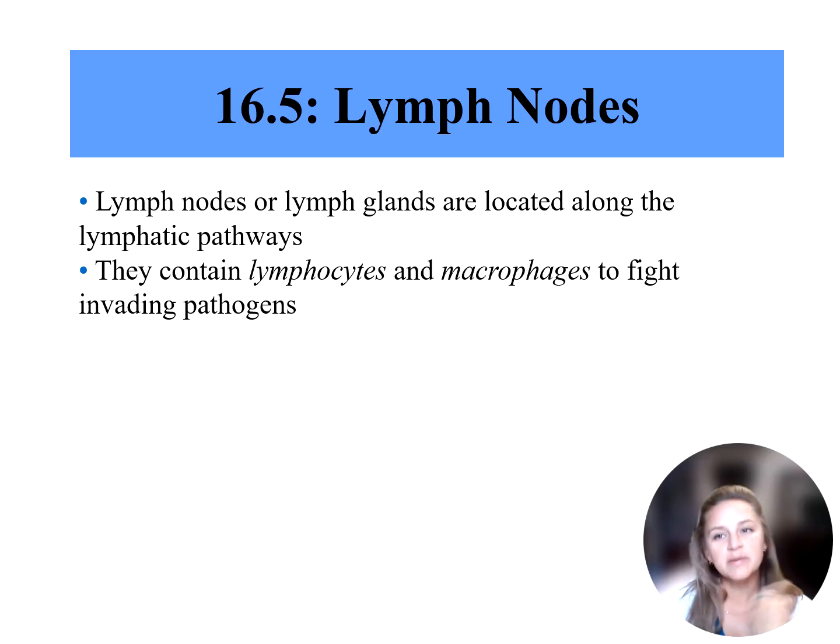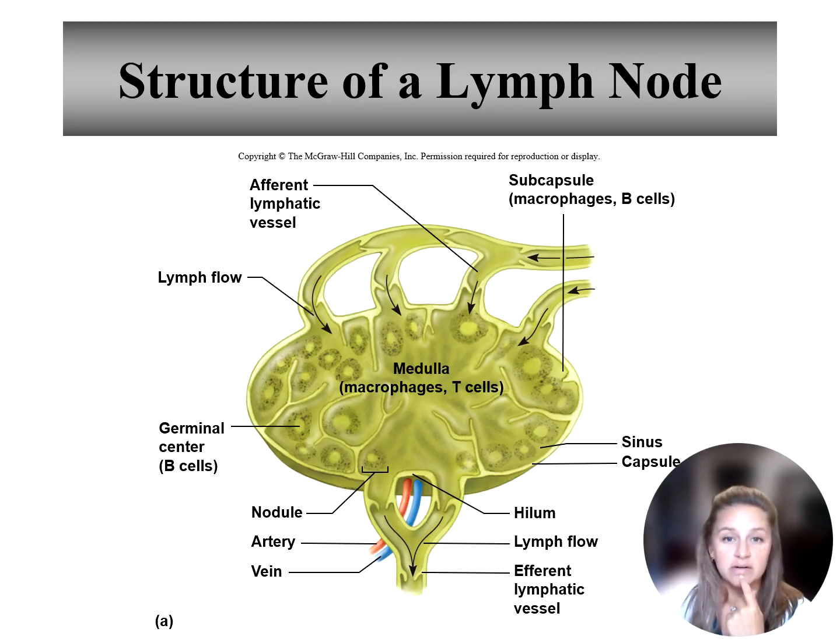Okay, so let's talk about lymph nodes. Lymph nodes, or lymph glands, same thing, but we typically call them nodes, are located along the lymphatic pathway, and they contain lymphocytes and macrophages. Remember, these are two of the immune cells. If you've taken microbiology, we will have talked about these a lot. If not, we're going to talk about the immune cells here as well.